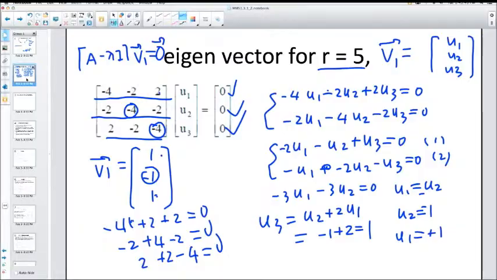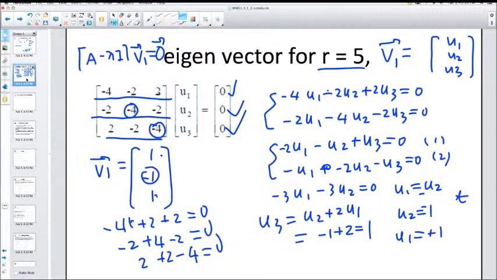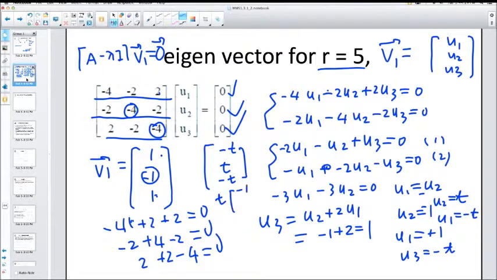Then you ask me, hey, why did I choose this to equal 1? Well, you can choose it to equal t. That's what we did before. If you make u2 equal t, then u1 is going to be negative t, and u3 is also going to be negative t, and you put it together as a solution. It's the same thing. They're on the same straight line. Take the t out. It's negative 1, 1, negative 1. You make t equal negative 1, you get exactly the same thing.